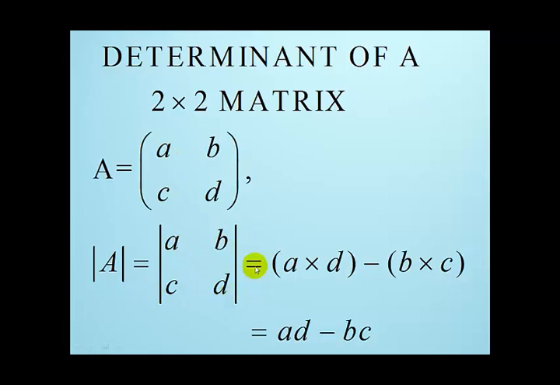Now how do we find the determinant? We multiply the first element by the fourth element, so a times d, minus the second element times the third element, that is b times c. Now a times d is ad minus b times c is bc. So that is how we find the determinant: we multiply the first element by the fourth element minus the second element by the third element.